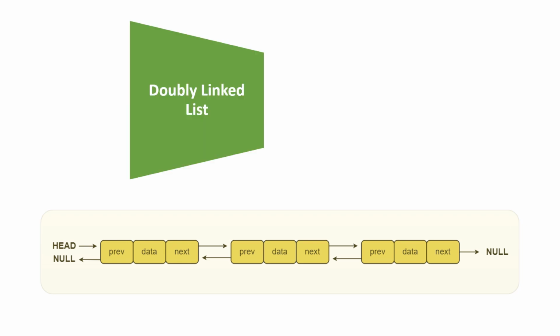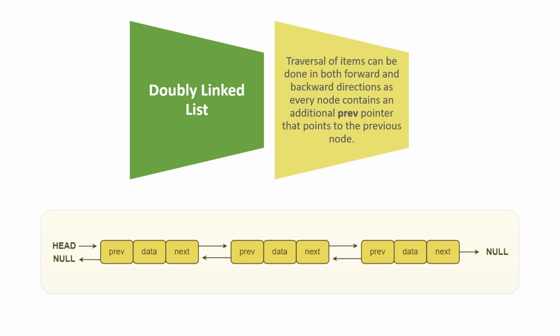Now we move to the doubly linked list. In this, traversal of items can be done in both forward and backward directions, as every node contains an additional previous pointer that points to the previous node also. Till now we saw only the singly linked list, which points only to the next node. So the nodes will be like this: it has a previous pointer, a next pointer, and the data.